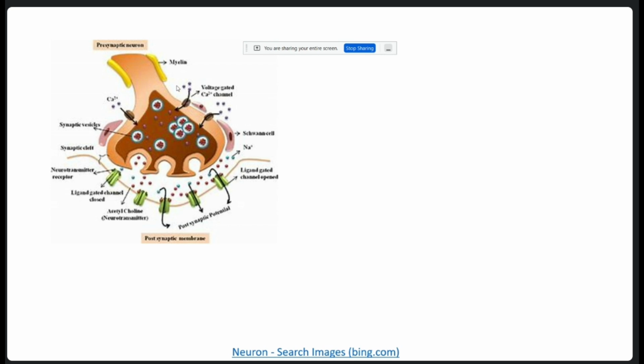Only 1% free calcium ions are responsible for our whole nervous system. Definitely, this is a miracle. Only 1% free calcium ions is responsible. Now the question comes: how does it work inside the neuron cell?